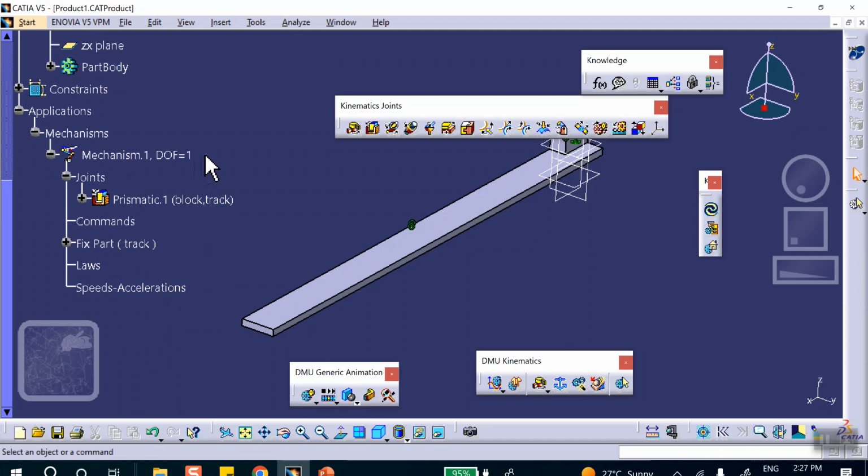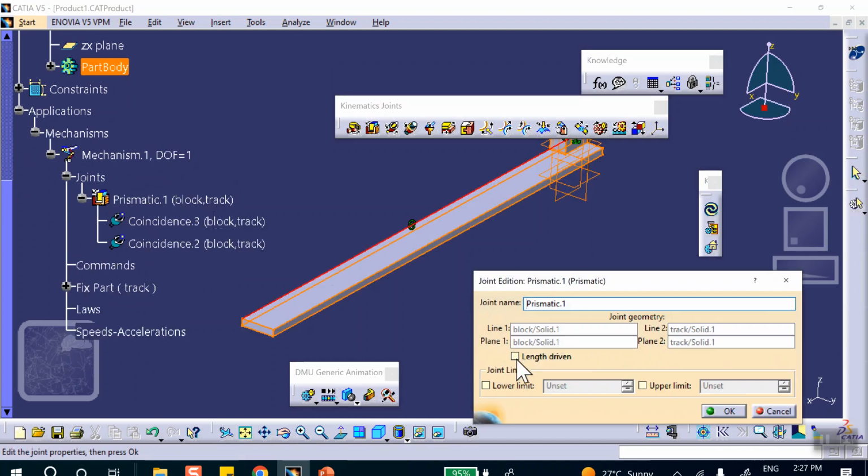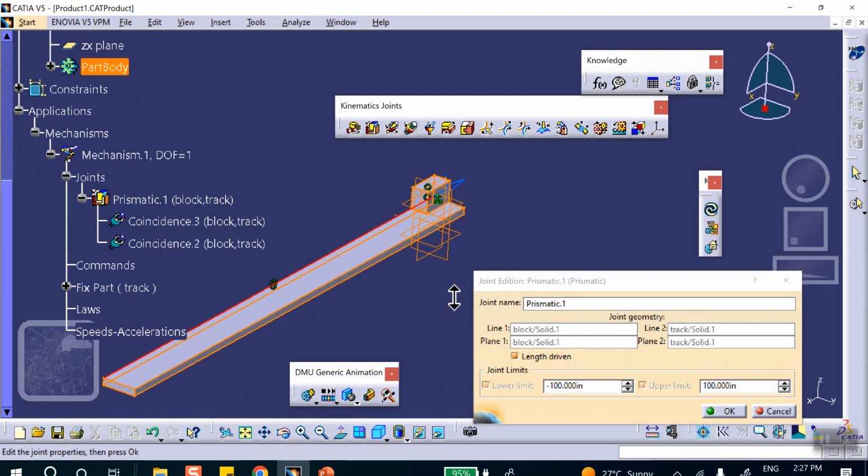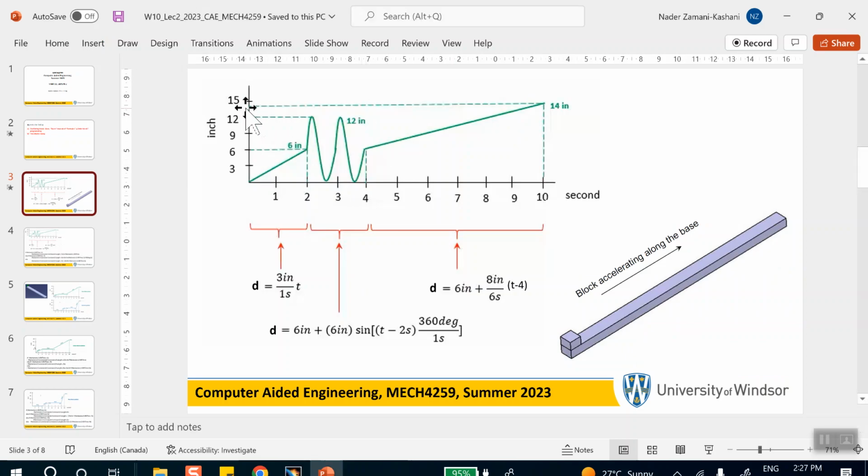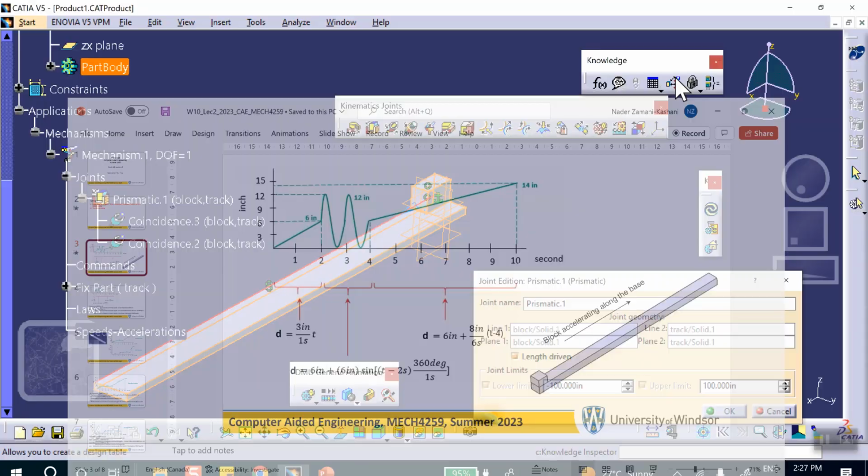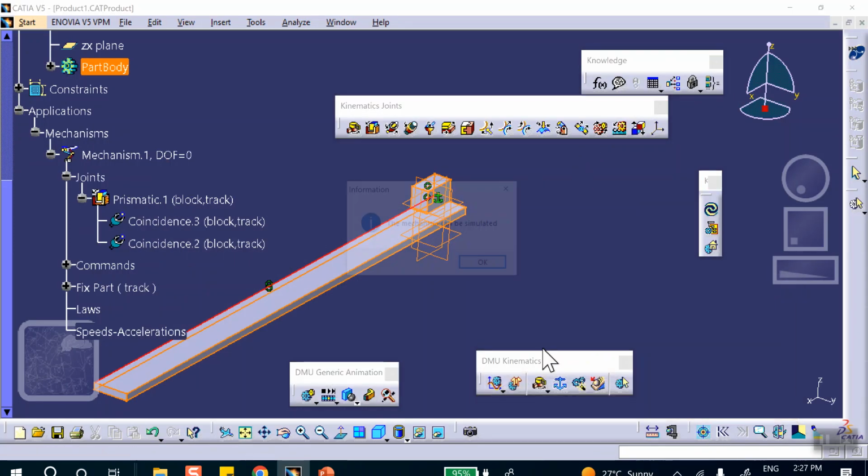That's because the position of this block along that track can be determined by a single number, the distance that it has traveled, basically. So I'm going to double click on that prismatic, make it length driven. Now, notice that there is a blue arrow here, which means that the block is going to move that way. I don't want it to go that way, so I click on that so that it goes to the left. Okay, and these numbers basically give you the range of motion of the block, but since we're going to put some physics into it, and the physics only takes it to 14 inches, it doesn't matter. So it doesn't matter what those things are.